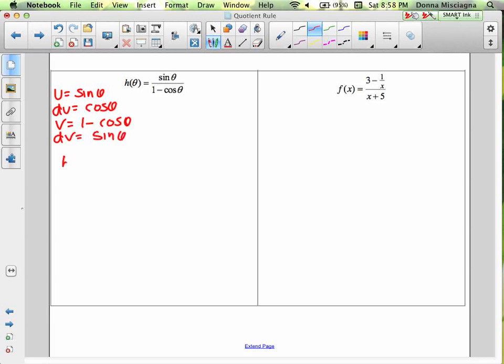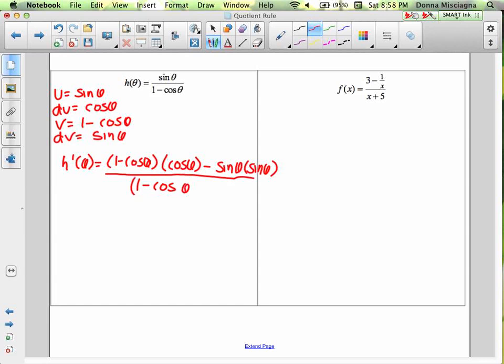Right? So our derivative, now it's theta, is the denominator, 1 minus cosine theta, times the derivative of the numerator, cosine theta, minus the numerator times the derivative of the denominator, right? So we have sine theta times sine theta, all divided by the denominator squared.